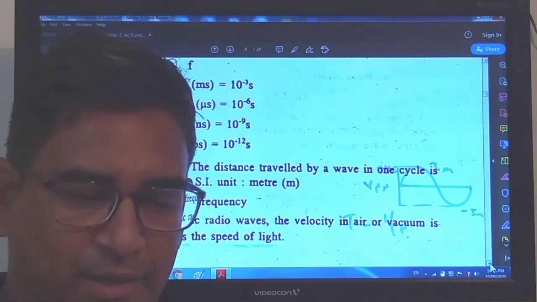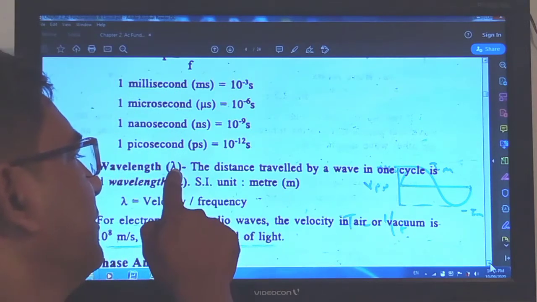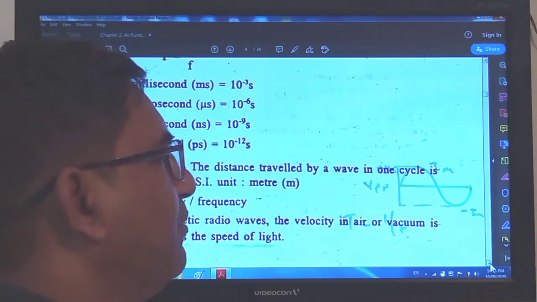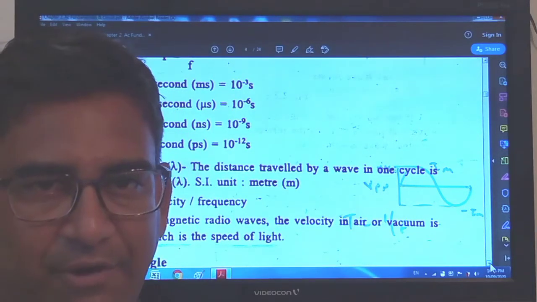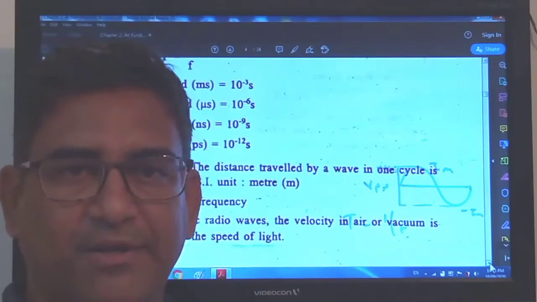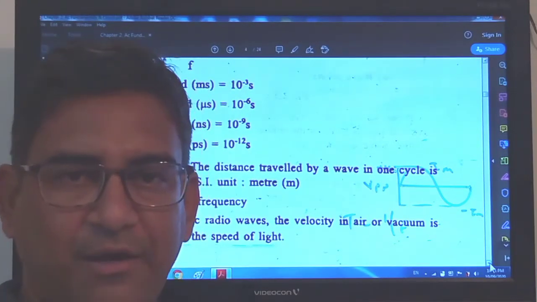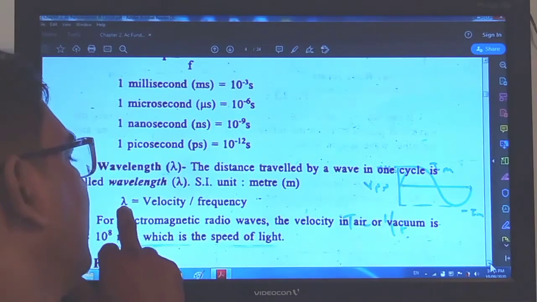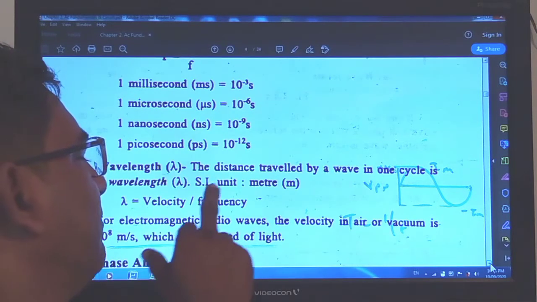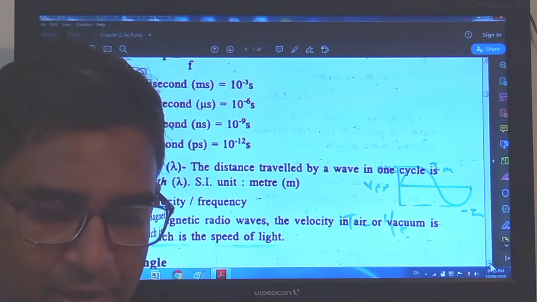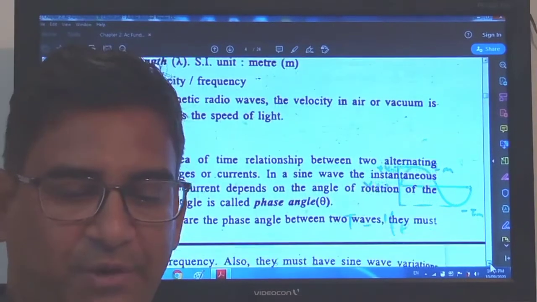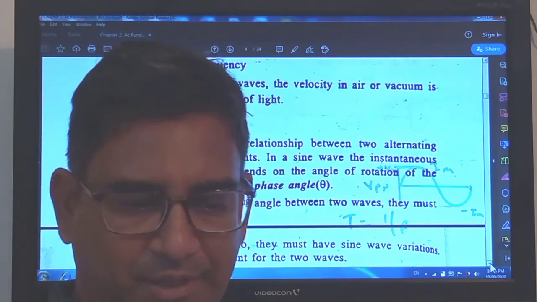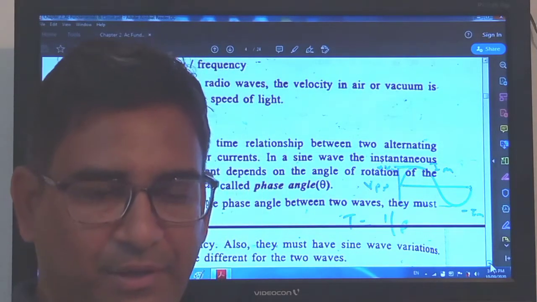Okay, then the wavelength, indicated with lambda, is the distance traveled by the wave in one cycle. Its SI unit is the meter. The wavelength is given by velocity divided by frequency. For an electromagnetic wave, the velocity in air or vacuum is 3 into 10 raised to power 8 meter per second, which is the speed of light.